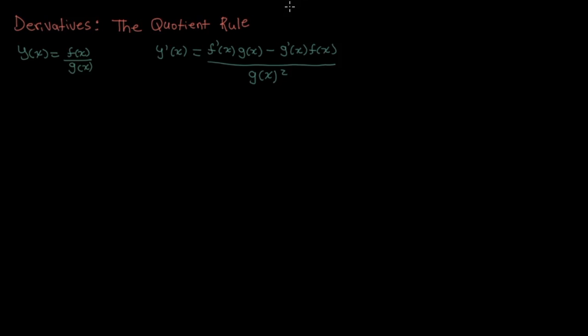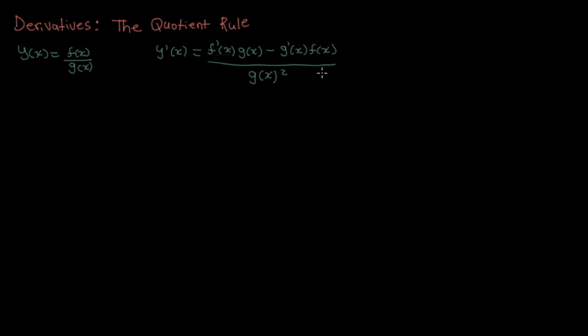In this video, we are going to talk about the quotient rule, specifically how to evaluate a derivative using the quotient rule. So essentially, if we have a function that takes the form y at x equals f at x divided by g at x, its derivative would take the form y prime at x equals f prime at x times g at x minus g prime at x times f at x, divided by g at x squared.